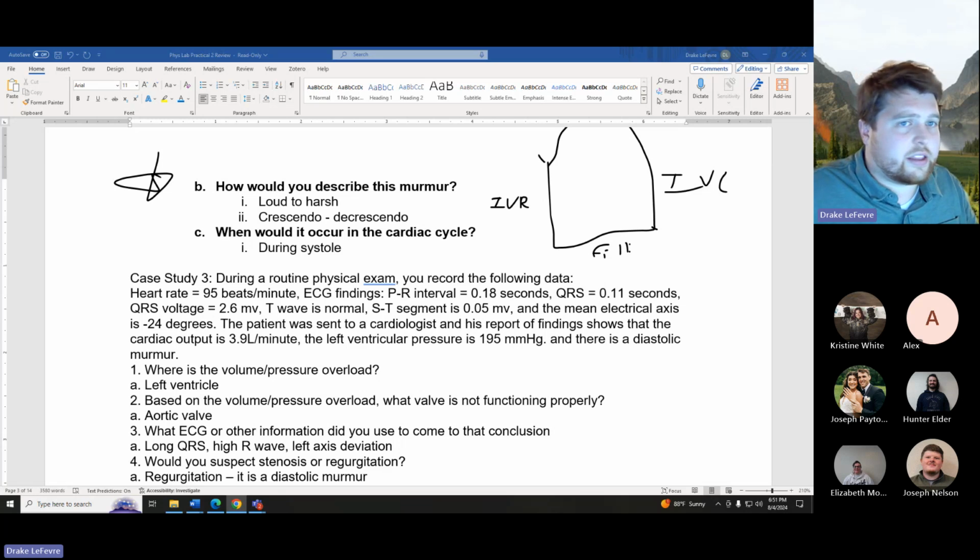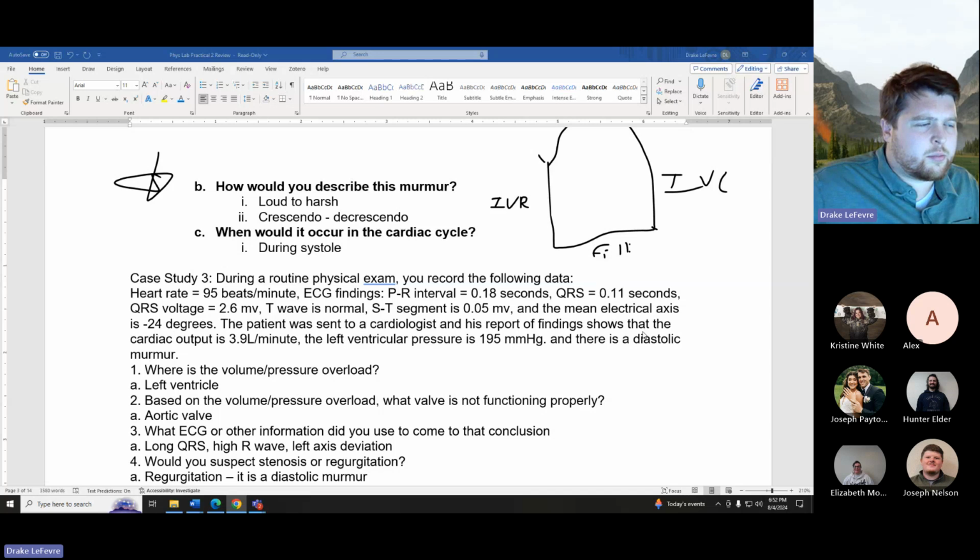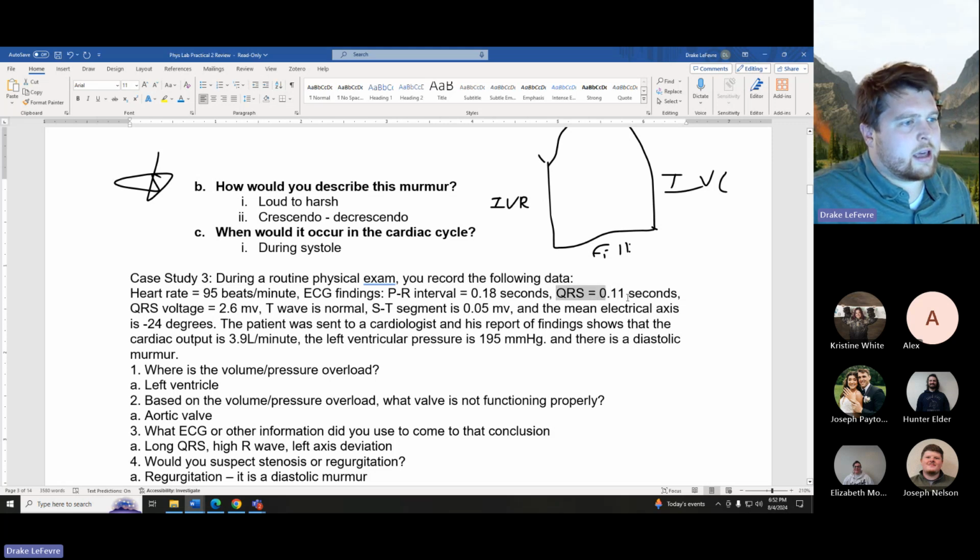The QRS complex is 0.11 seconds. Is that normal or abnormal? A little high. I think, does he give you 0.08 to 0.1 or 0.06 to 0.1? 0.08. Okay. So immediately in our test, we're like, okay, that looks a little bit high. We'll check with the rest of it. QRS voltage, 2.6 millivolts. Is that normal or abnormal? Really high. That's definitely high.